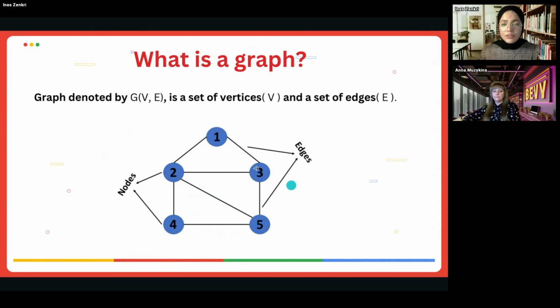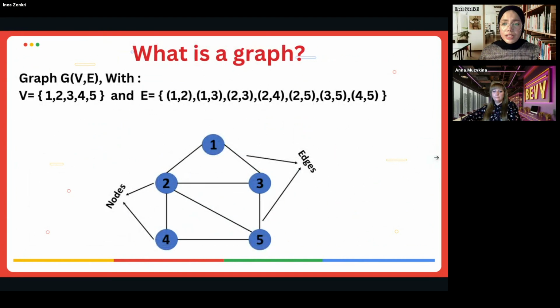Also, we can represent it as a drawn graph right here, or we can also write it down as a set. For example, this graph has 5 nodes. So V includes 1, 2, 3, 4, 5, and E has all the edges that are connecting the nodes.